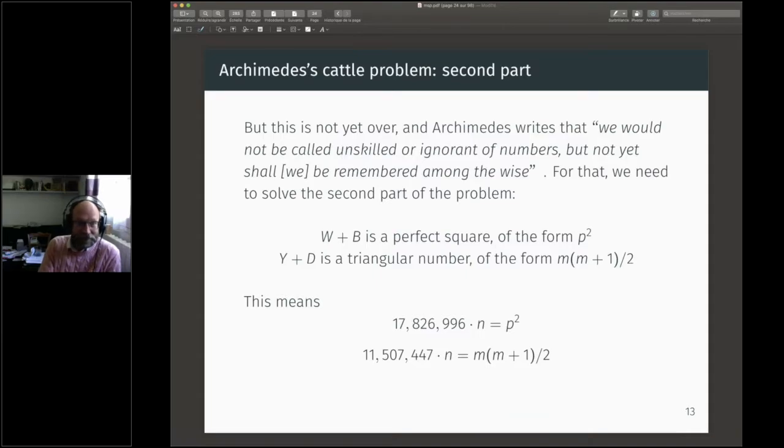And so what Archimedes writes is, to be remembered among the wise, you need to solve the second part of the problem. And the second part says that if you add the white bulls and the black bulls, you get a perfect square number. So it's something of the form p squared. And the number of yellow bulls plus the number of dappled bulls is a triangular number. So for us, we say that it's of the form m(m+1)/2, because if you take 1 plus 2 plus 3 plus etc. plus m, it draws a triangle.